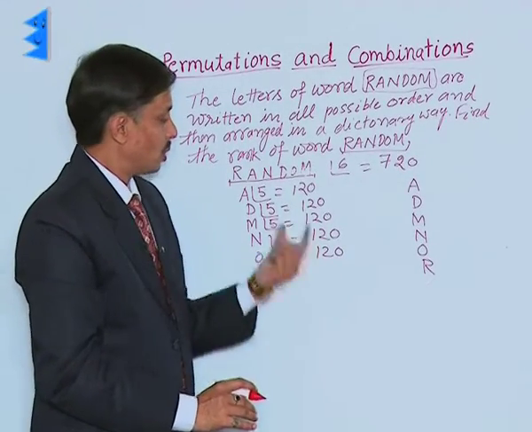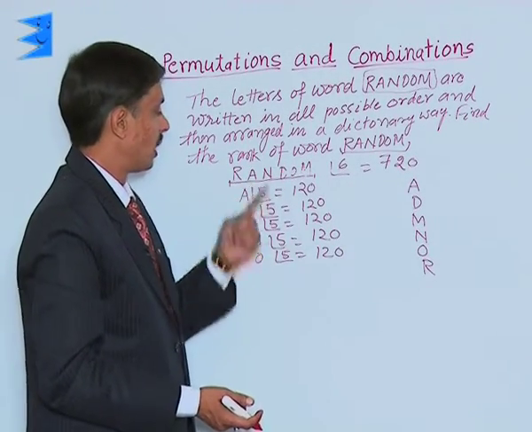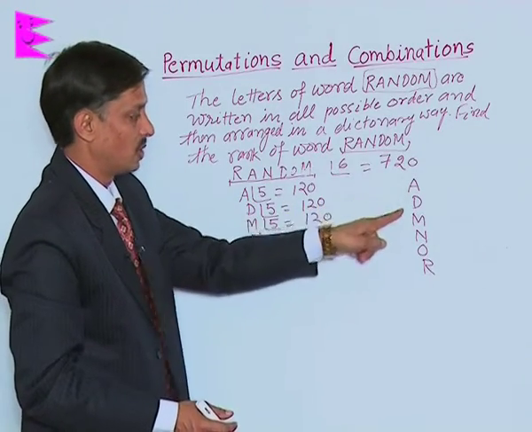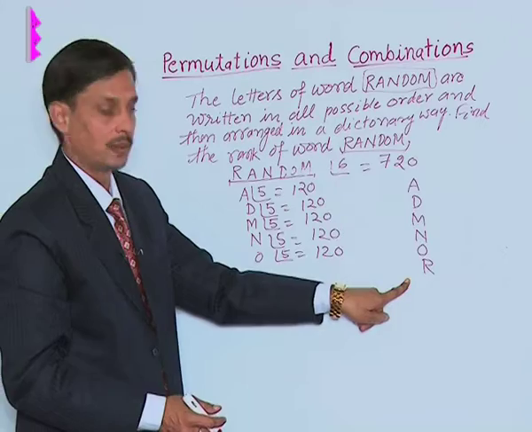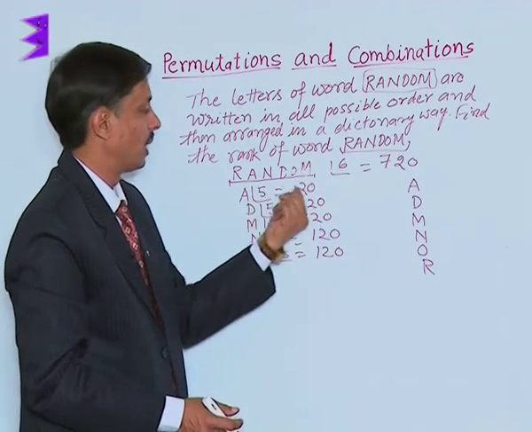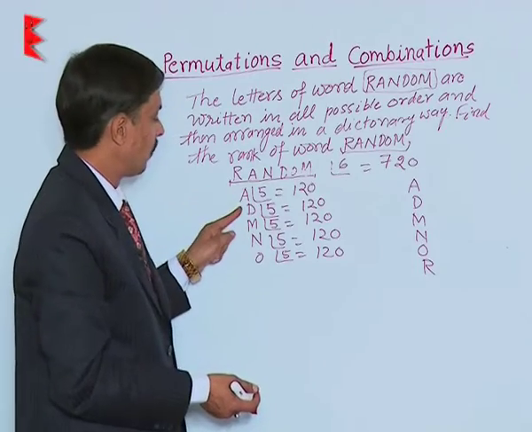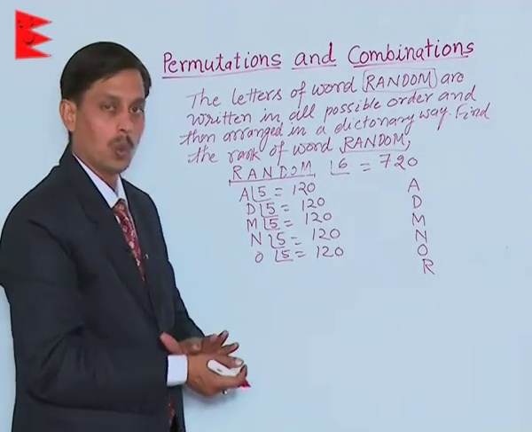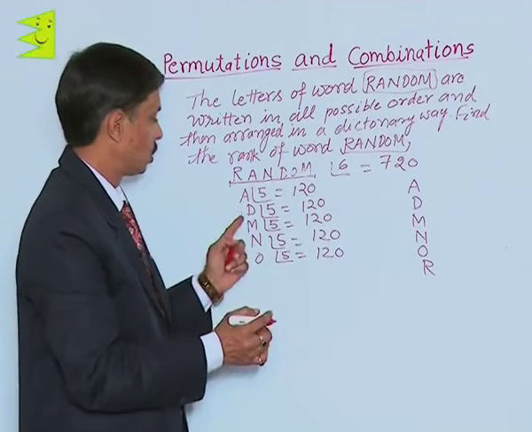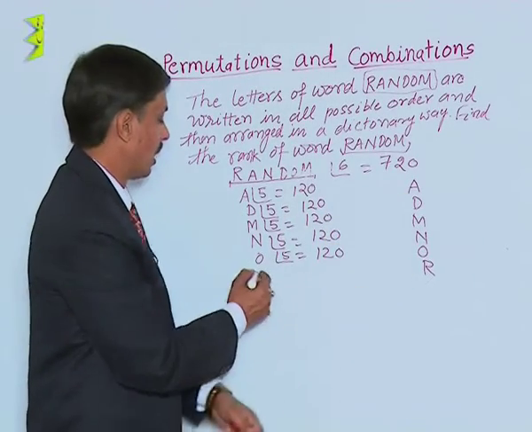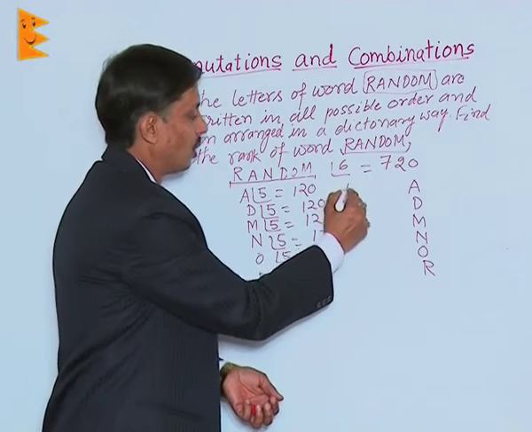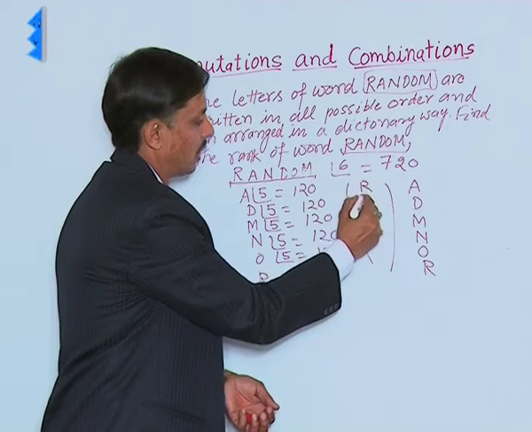So the number of words which can start with A is factorial 5, because A is fixed and the remaining can change their positions. So linear permutation for 1, 2, 3, 4, 5 letters is factorial 5, that is 120. Similarly for D, M, N and O. Now we are coming to start with D, this is told, then M. Finally we are coming to R. But we are finding what? We want to write random.